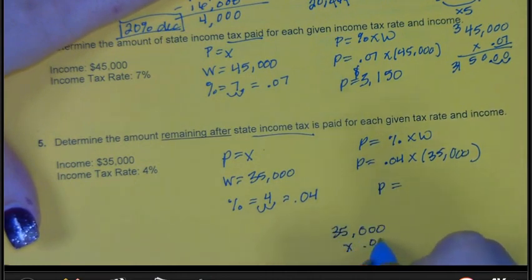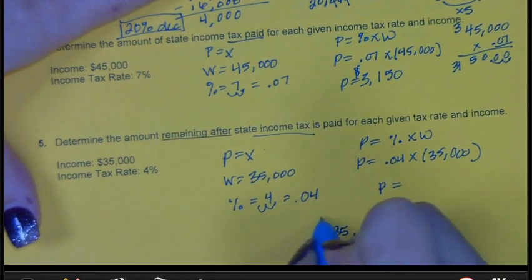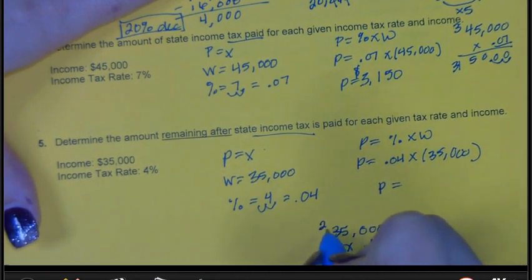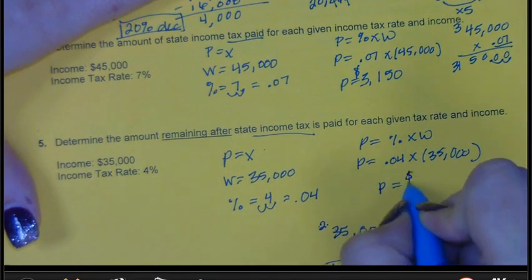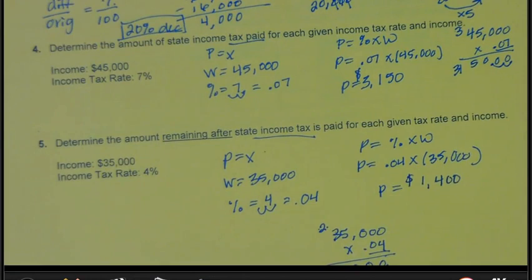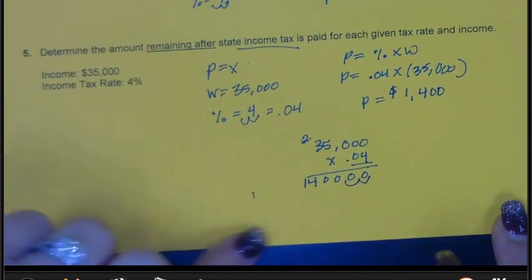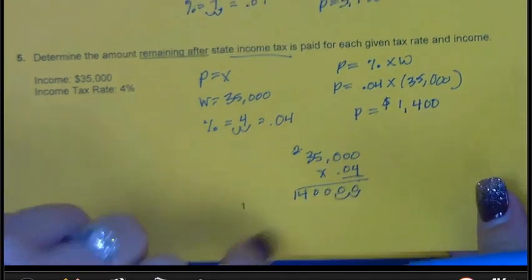$35,000 times 0.04. Well, 4 times 0 is 0. 4 times 5 is 20. 4 times 3 is 12, plus 2 more is 14. I have 2 place values, to give me a total of $1,400 I'm paying back in taxes. $1,400 you're paying back in taxes.